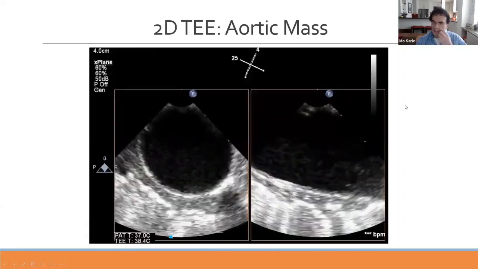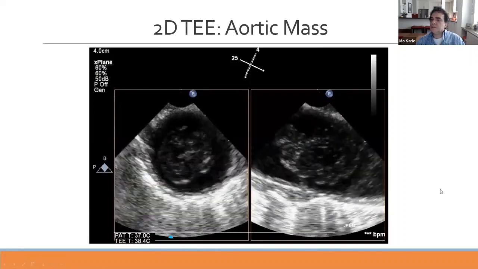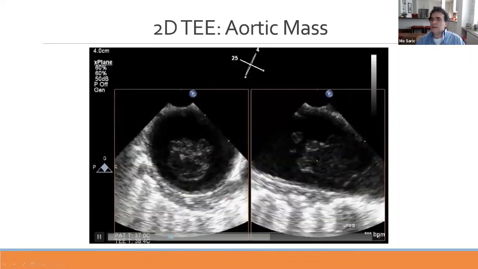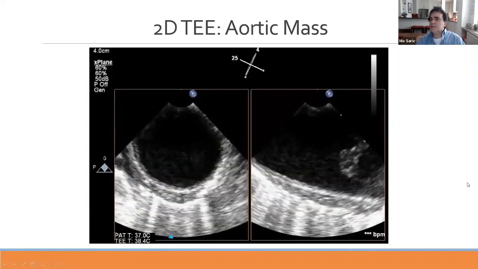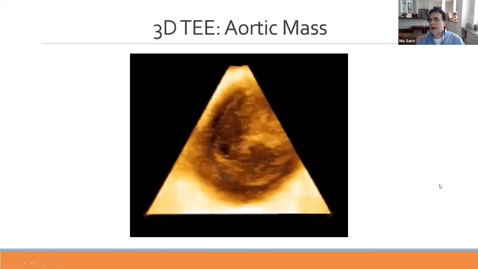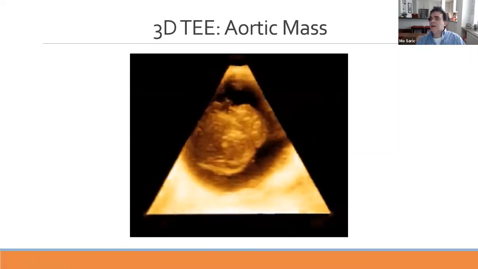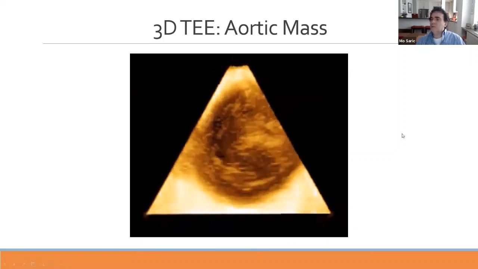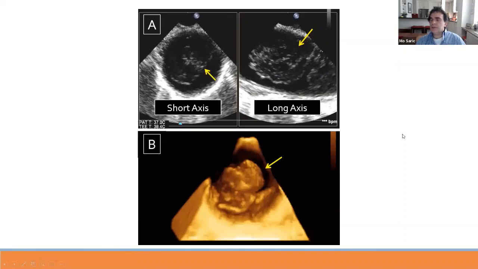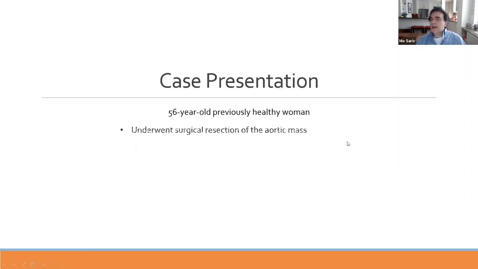And this is a TEE of this patient. You can see that it is a large intraluminal mass. It's very unusual to see this. And this is aortic sarcoma. This is a 3D image of a highly mobile, large mass in the lumen of the aortic arch. This is a combination of 2D and 3D images in a publication of this case.